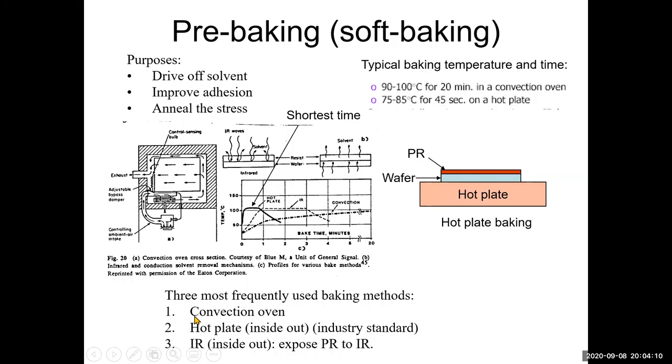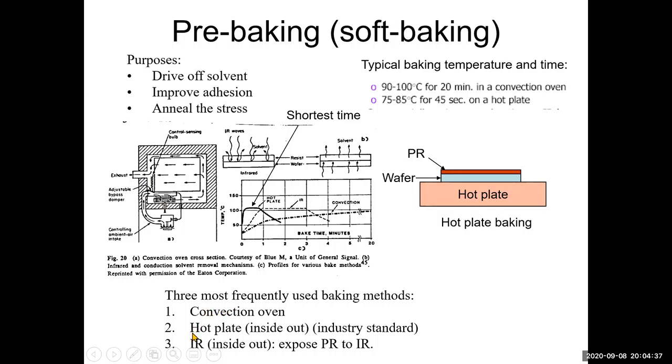First one is based on a convection oven, which is actually similar to the oven in our kitchen we use to bake pizza, except that in this convection oven, there is a circulating hot air. So this is the first baking method.